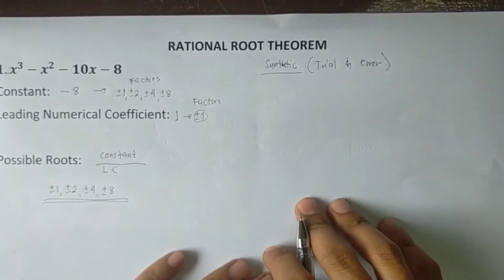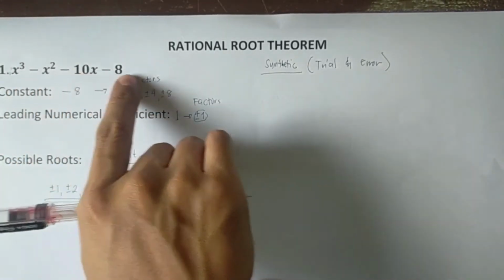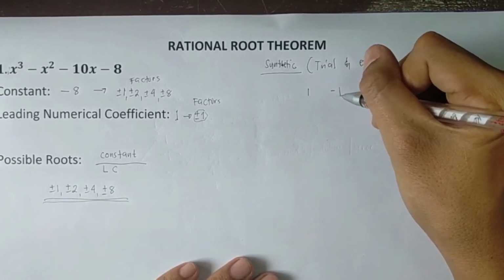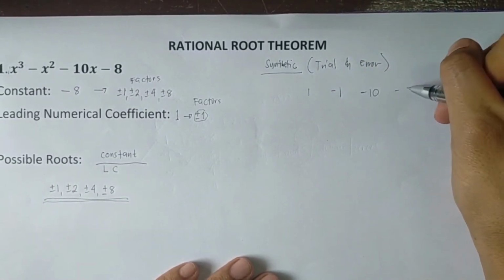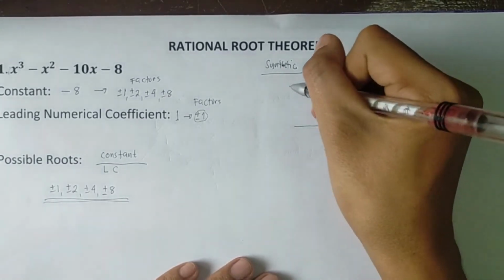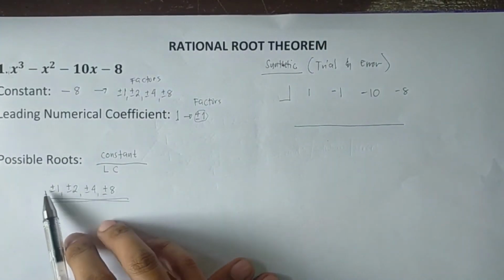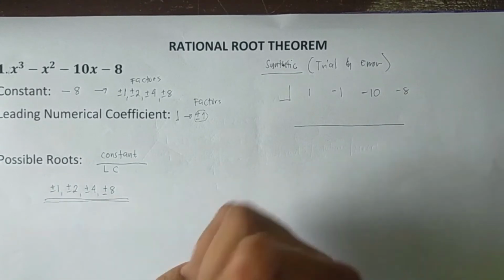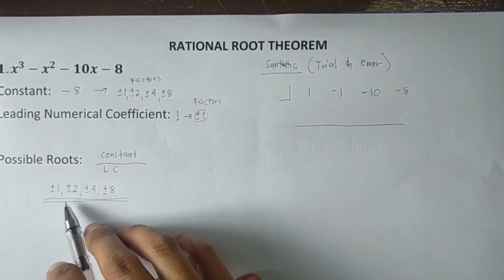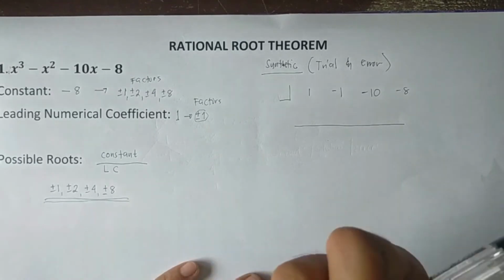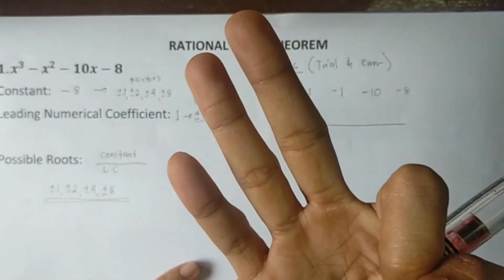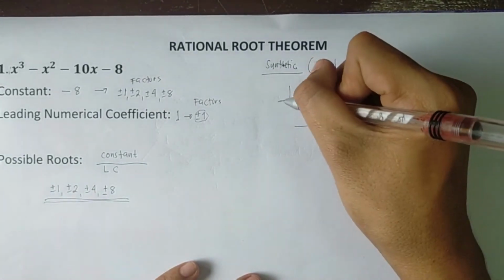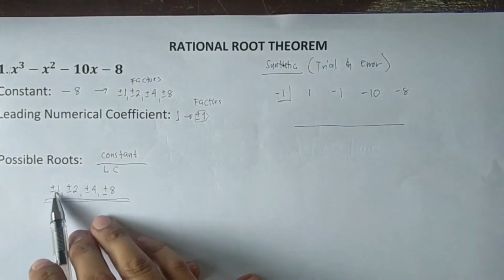Okay, so using synthetic division, so 3, 2, 1, 0. So 1, negative 1, negative 10, negative 8. We will only try here the possible roots. Which of the 8 possible roots here are the 3 roots of this given polynomial? So let's try negative 1.